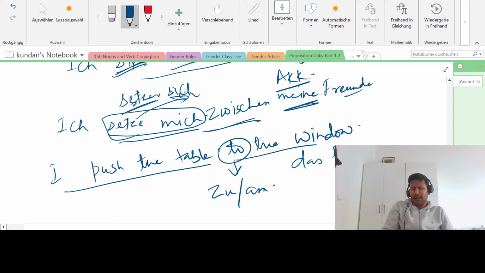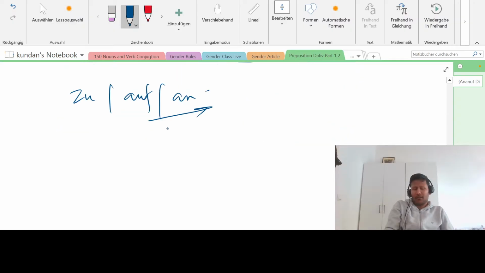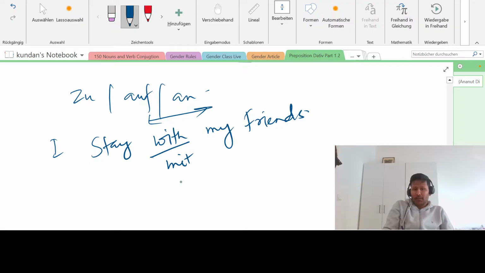Now, because you have learned all the prepositions, you will get confused about which is correct. Should I use zu? Should I use auf? Should I use an? Which one is the correct one? For example, if I give you one example, I stay with my friends. We have already seen several examples, right? So should I use here mit? Should I use here bei? This is just one example I'm telling. So we will take several examples and understand.